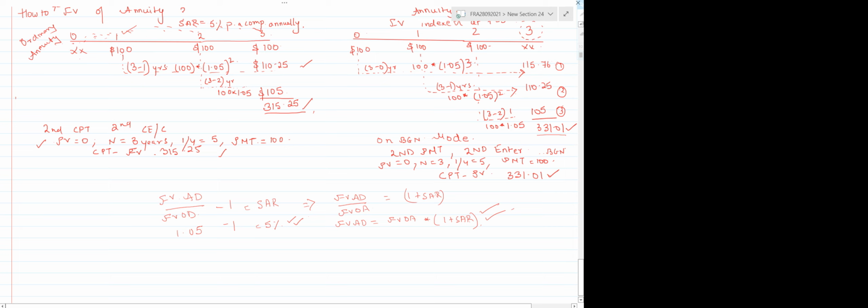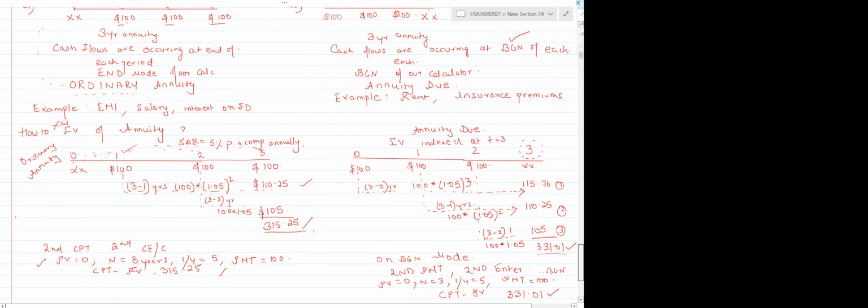Why is it so? Again, this is not given in the book. If you go through the material, this particular relationship won't be given, right? But then again, you would be given questions, and this relationship will help you solve those questions. Guys, why is it so? Why is future value of annuity due higher than the future value of ordinary annuity by 1 plus r?